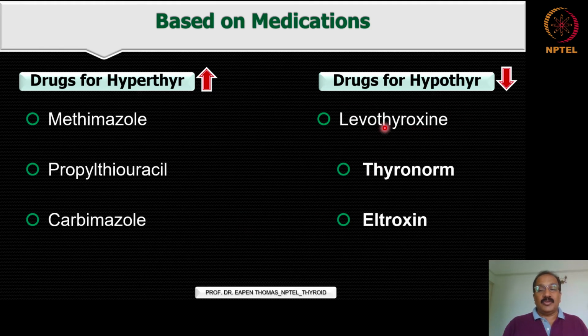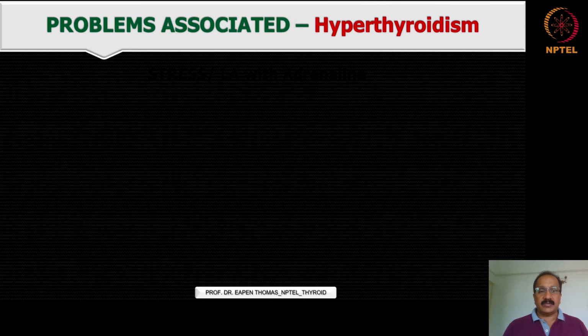Levothyroxine is a pharmacological ingredient, a synthetic substitute of thyroxine, the hormone, which is actually contained in Thyronorm, Eltroxin, and other preparations. So if the patient is taking these preparations on your right, that is Thyronorm and Eltroxin, you should consider them as hypothyroid. If the patient is taking any of these on your left, methimazole, propylthiouracil, carbimazole, you should consider that patient as hyperthyroid. Okay, that's how we identify based on the medications.